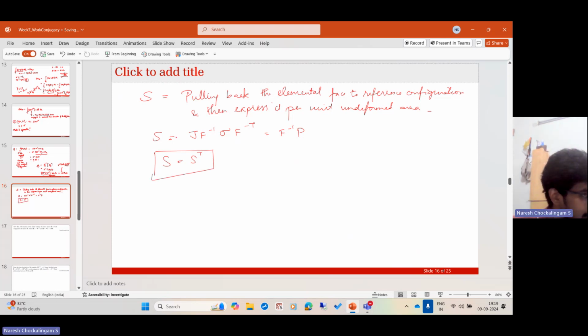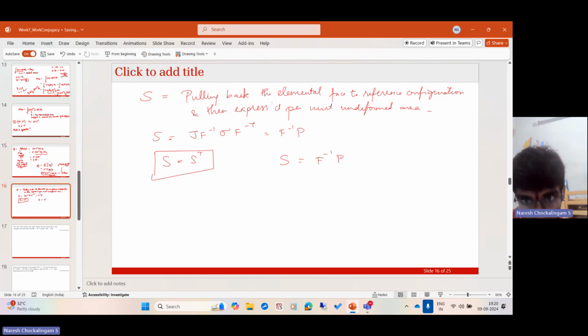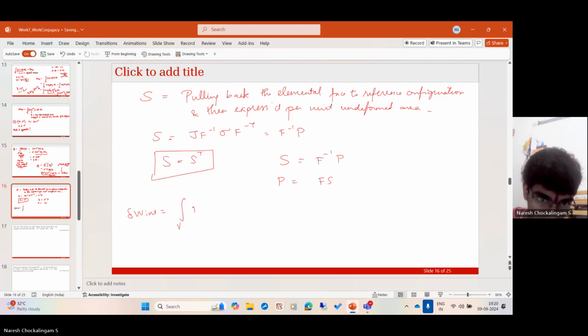So can we find a work conjugate quantity to S? Yes. So start with this definition of S. S is equal to F inverse P, which means P is equal to FS. We already know that P and F dot are work conjugate to each other. So this means P double dot del F dot. This is a valid work measure.